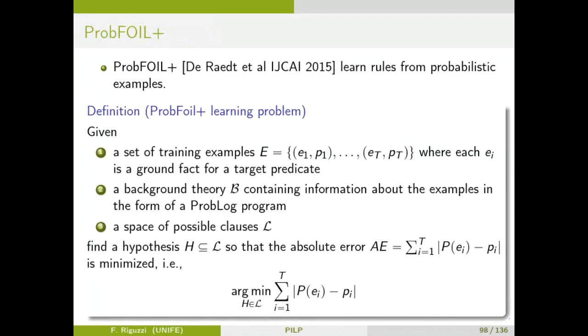Another system that performs structure learning is ProbFoil Plus, which, similarly to LeProbLog, considers examples annotated with a probability. So you don't consider only positive and negative examples, but you consider probabilistic examples, where the probability can be any value between 0 and 1. And again, similarly to LeProbLog, you want to minimize the error, which in this case is the absolute error. So it's the sum of the absolute value of the difference between the probability of the example and the annotation of the example. And you're given a background theory, again, and a language bias that specifies the set of allowed clauses.